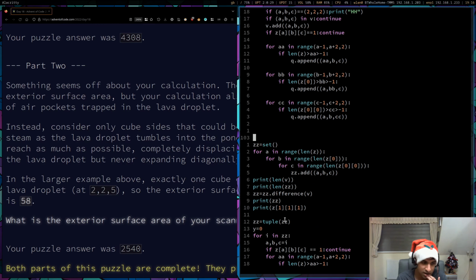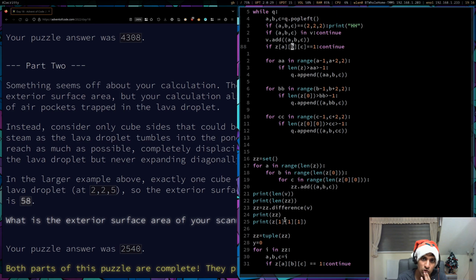And at this point, I have a set of coordinates where the water can reach.